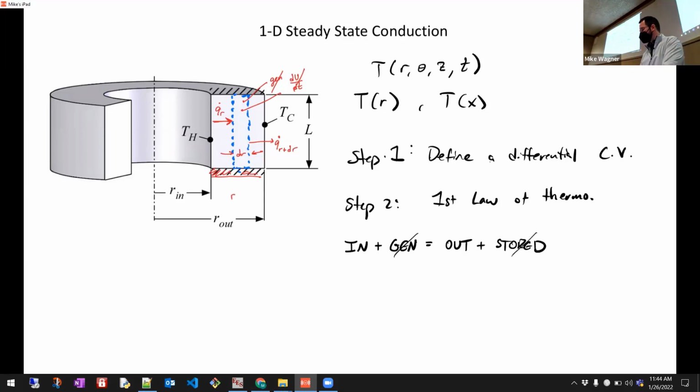So for this problem, what we're saying is the heat flow at r must equal the heat flow at r plus dr. There is no change in heat flow. Again, that makes sense. Where would it go? We have adiabatic boundaries, we don't have generation or storage. What's going in must be what's going out.